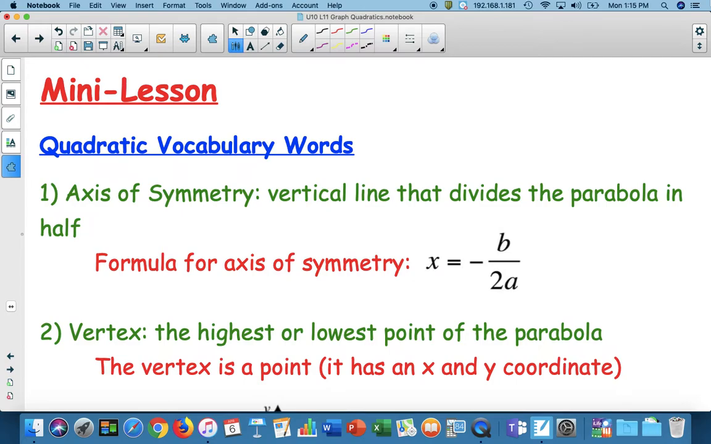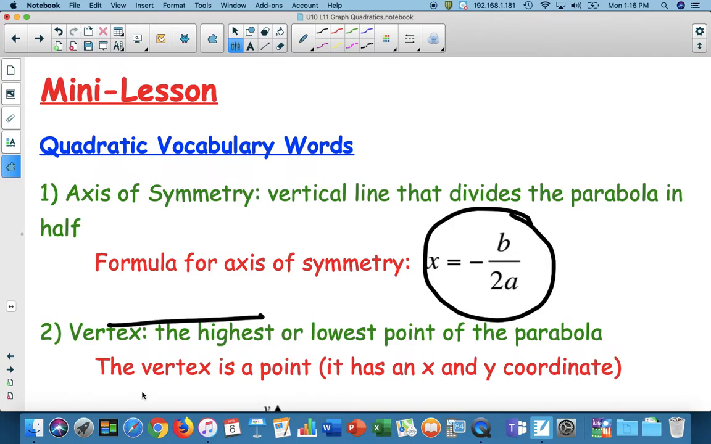All right, so this is the formula for it. Very important. You have to remember that formula. All right, x equals negative b over 2a. Now, that axis of symmetry, that x value, is the x value of our vertex. Every vertex is a point. All right, as you can see right here. Every vertex is a point.